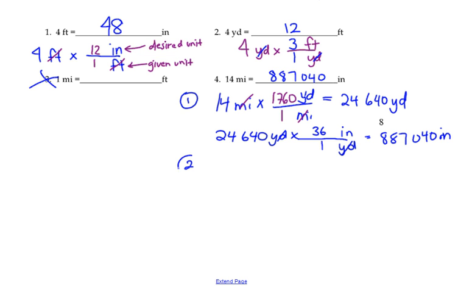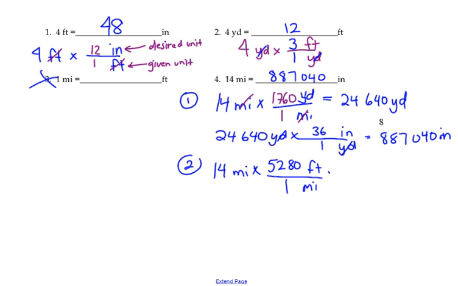Okay, I'm going to show you one more method really quickly. We can do this all in 1 step instead of 2 separate steps. So what we would do is set it up the same way. I'll show you using Julia's method with feet. So I'm going to use feet instead. So I have miles, and I'm going to convert to feet. And for every 1 mile, there are 5,280 feet.